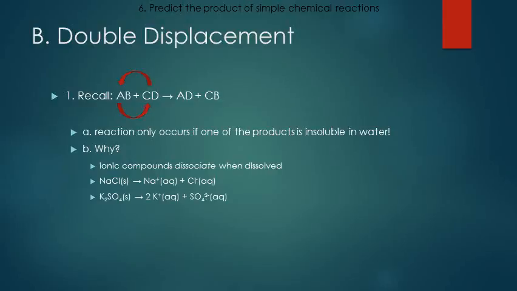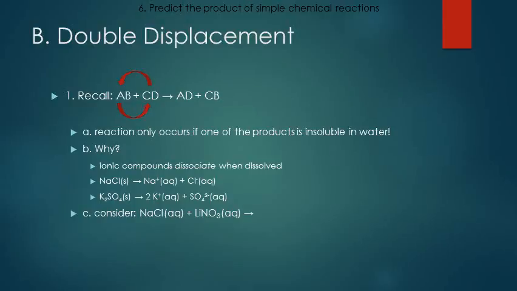Here's another example of an ionic compound dissolving. Notice in this case we have potassium sulfate. We get 2 potassium ions. I can see that in the formula. There are 2 potassium ions, and then I get a sulfate ion which has a 2- charge. So that happens anytime an ionic compound dissolves. It dissociates into its component ions.